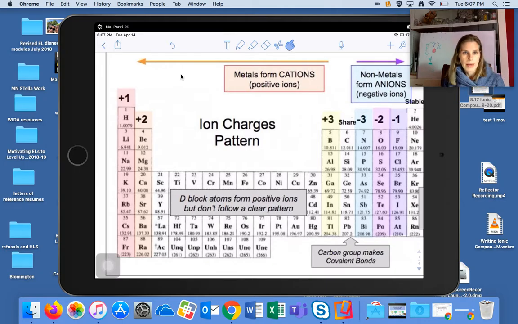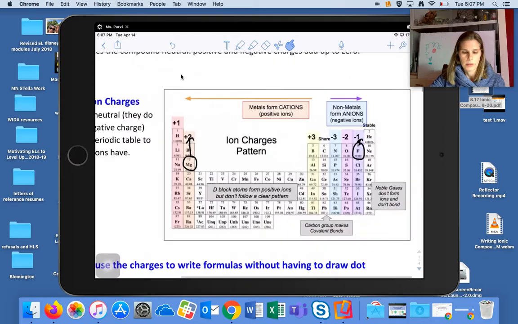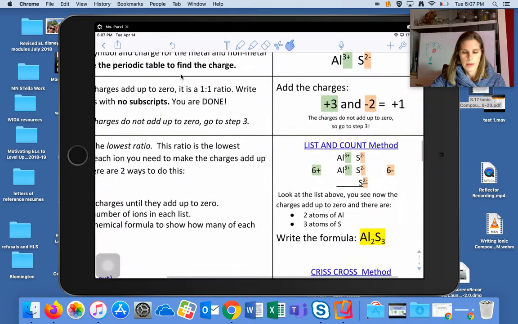Where is magnesium on here and what charge will it have? Magnesium is over here, so looking up, it's a +2. Where is fluoride? Fluoride's over here, so it's a -1. I'm going to bring those charges down to my assignment.